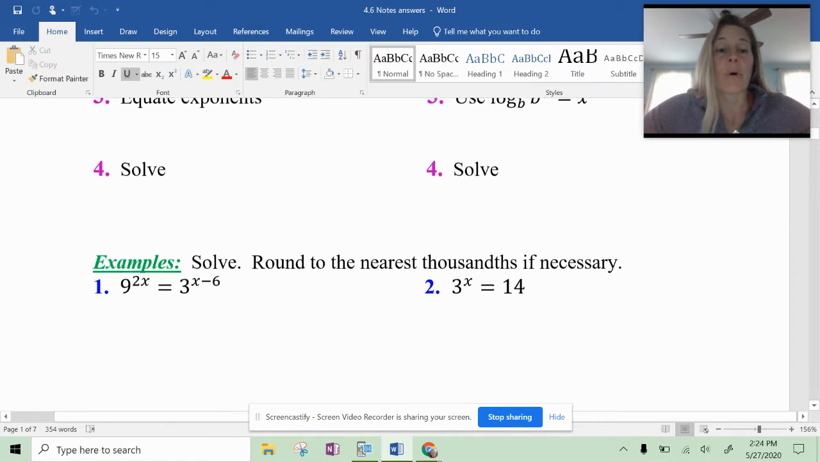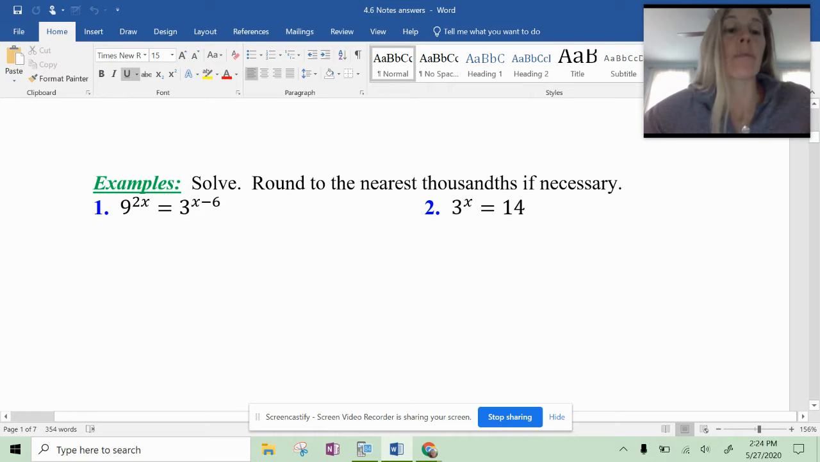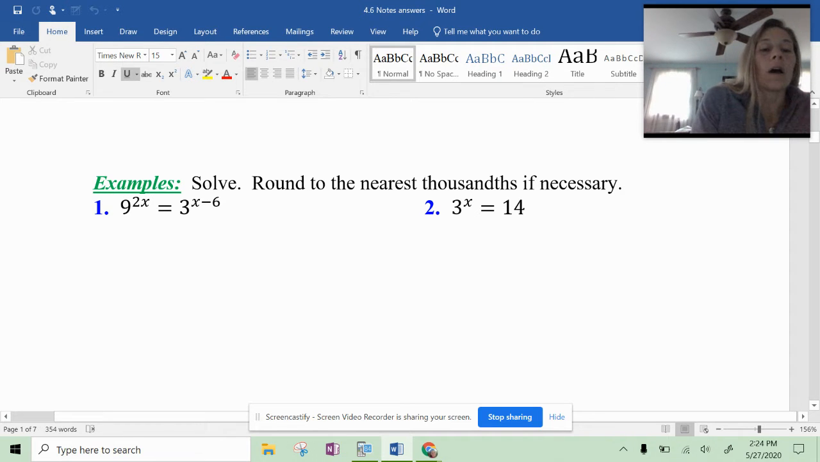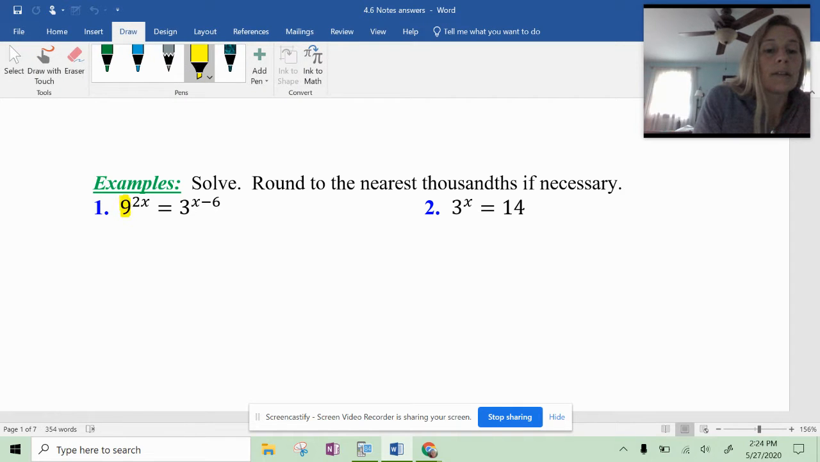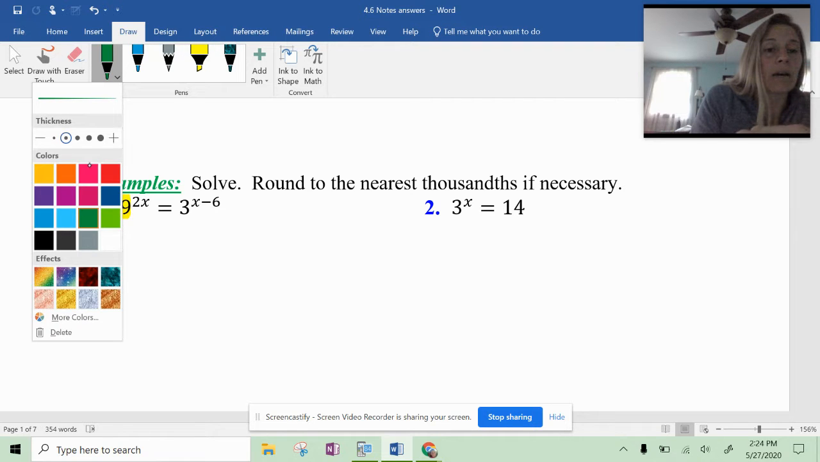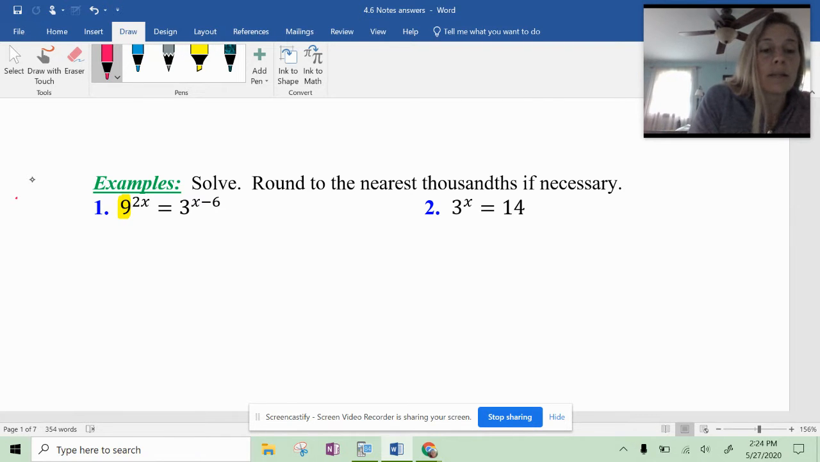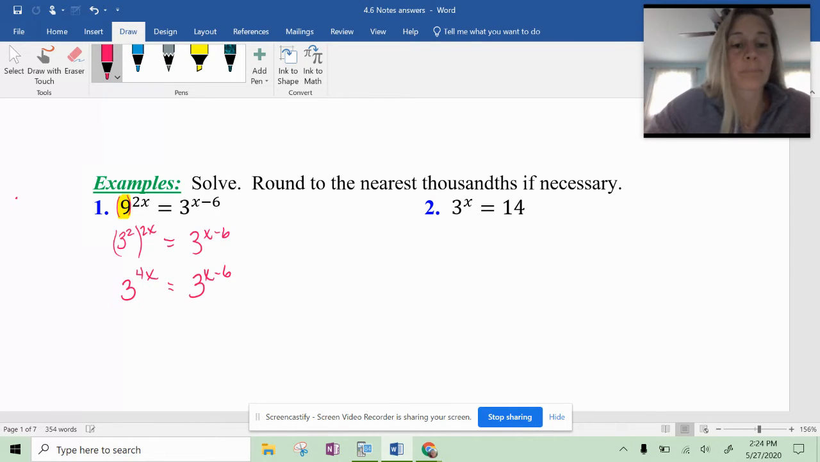Okay, so for example, if we take a look at this first problem here, if I can somehow rewrite this 9 here as a base of 3, then I'll have the same base on either side. So we know 9 is really 3 squared, right? So then I can just make this 3 to the 4x power. And on this side, I have 3 to the x minus 6 power.